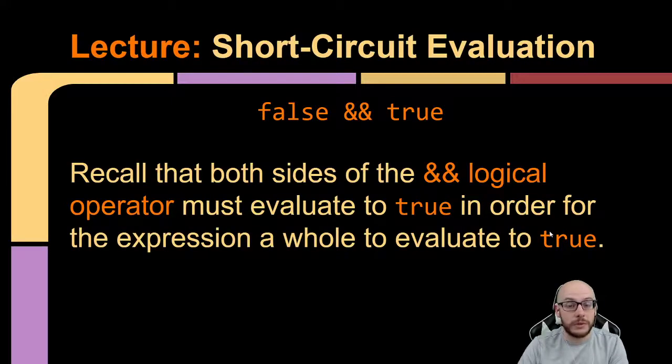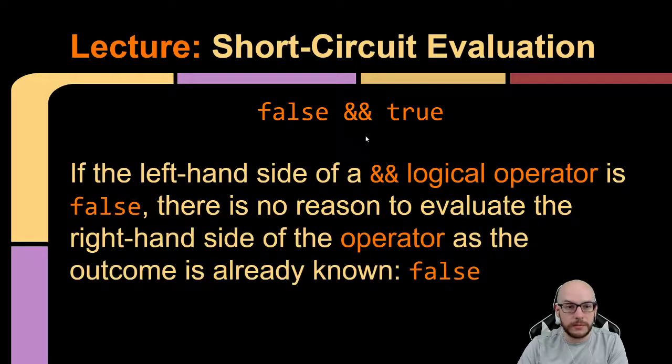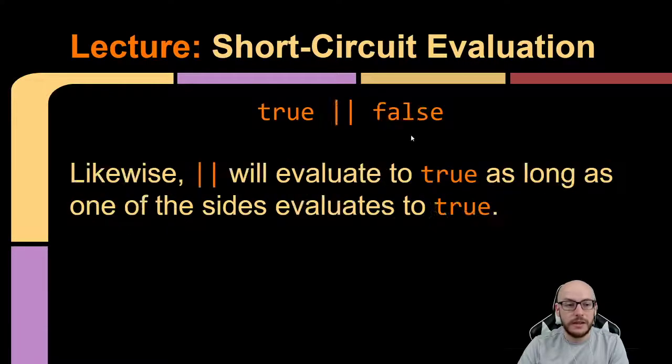We looked at some truth tables, and the only time that and produces a true value is if both sides are true. So the moment that you have a false value, it doesn't matter what the other side is. You know the outcome of the and logical operator. If the left-hand side of the and logical operator is false, there is literally no reason to even check the right-hand side of the operator. You already know the outcome. The outcome of this and is false.